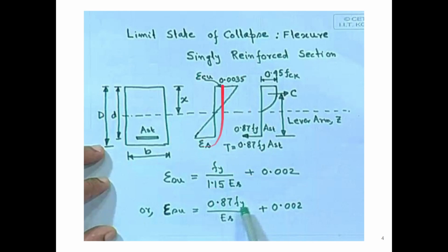This is basically the strain diagram for the singly reinforced section, and this is the stress diagram. It is 0.45 fck after a strain of 0.002. After that it is constant, and below that it is a parabolic distribution. And the distance between the center of tension to the center of compression is the lever arm, which we denote by z.